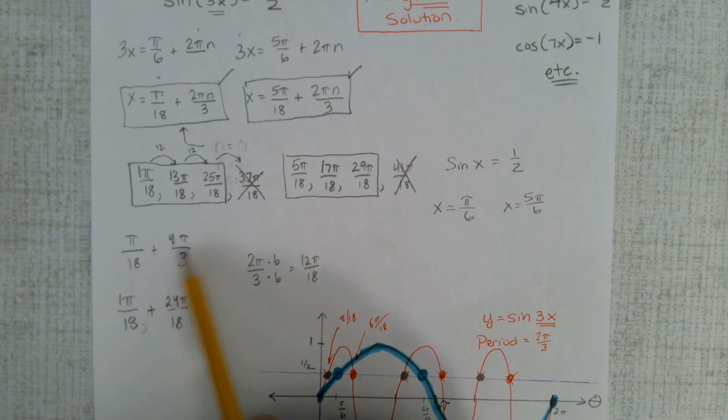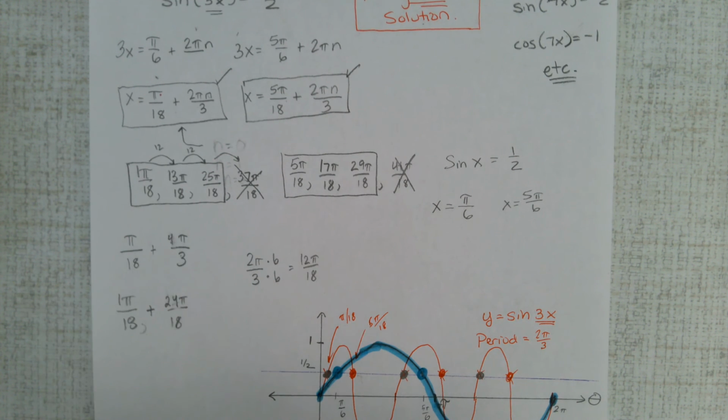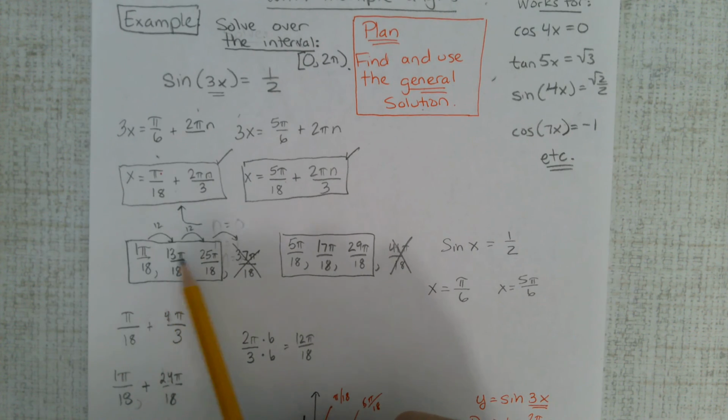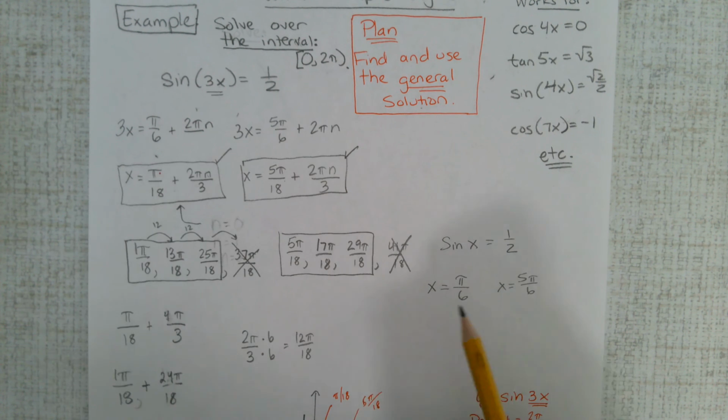Make sure you have common denominators, though. You can't add 18ths and thirds. You have to get common denominators. And just keep counting up until you get outside your interval. It will work on all of them, and this is a plan we have to use. Otherwise, we're only going to find some of the solutions.